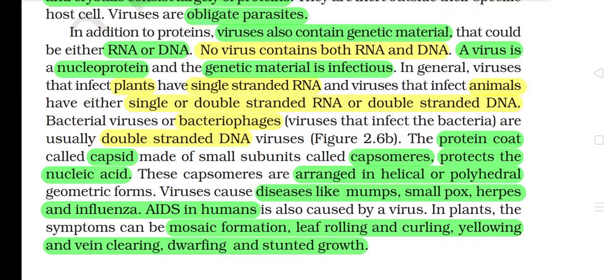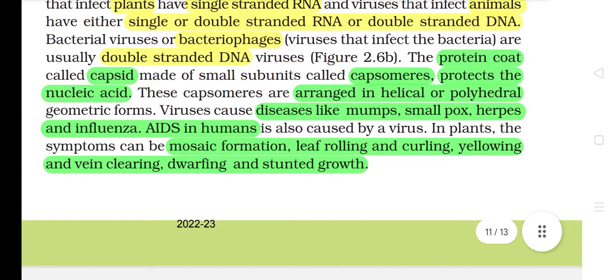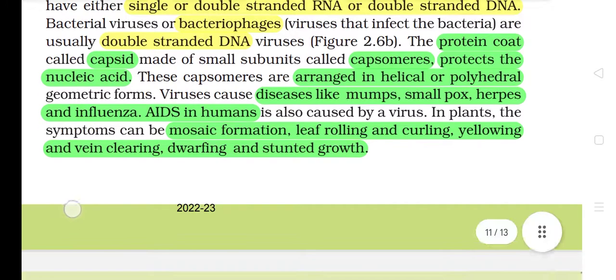Figure 2.6b. The protein coat called capsid, made of small subunits called capsomeres, protects the nucleic acid. These capsomeres are arranged in helical or polyhedral geometric forms. Viruses cause diseases like mumps, smallpox, herpes, and influenza. AIDS in humans is also caused by a virus. In plants, the symptoms can be mosaic formation, leaf rolling and curling, yellowing and vein clearing, dwarfing, and stunted growth.